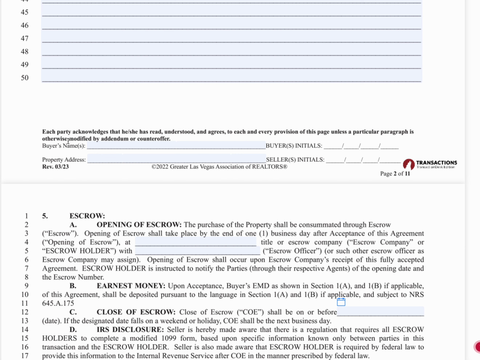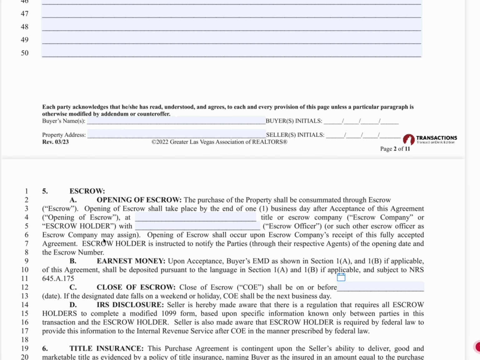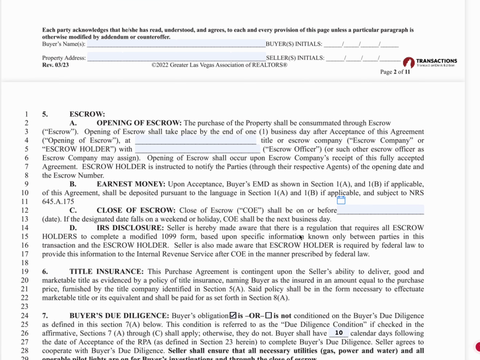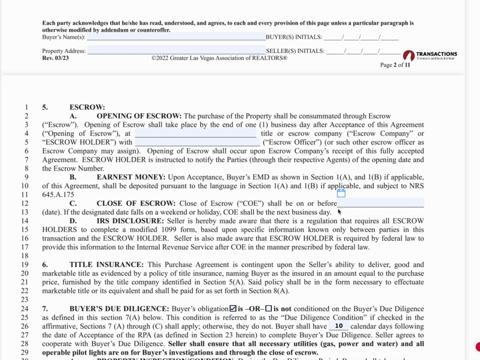Okay. Just to let you know right here, your name is going to be here. The property address is going to be here. Escrow, basically the escrow company. We would choose the title company here, the escrow officer there. And then right here, the close of escrow is going to be here. That means the day that we would close, meaning that your lender would fund, the escrow company would record, and of course the day that you would get your keys.